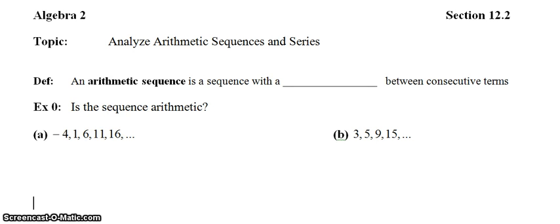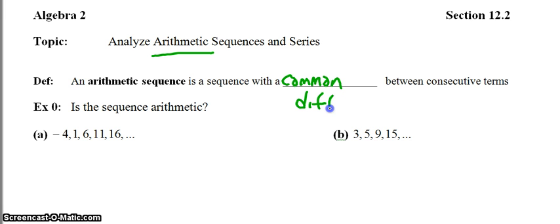Today we're going to take a more formal look at sequences and series, and we're going to look at series and sequences that are called arithmetic. So again, let's look at the word arithmetic. You may know that word as arithmetic, but we call these arithmetic sequences. And arithmetic sequences are a sequence with what we call a common difference between each term.